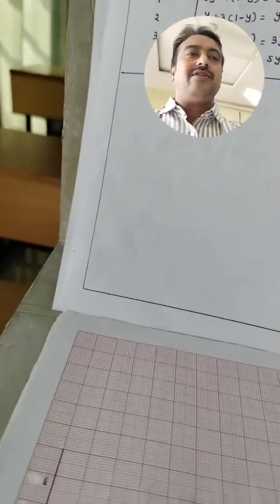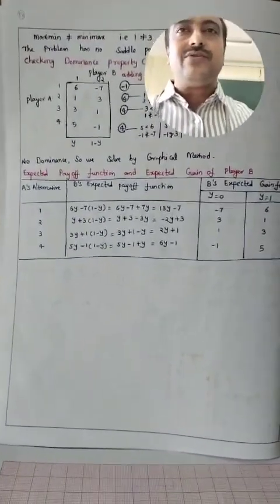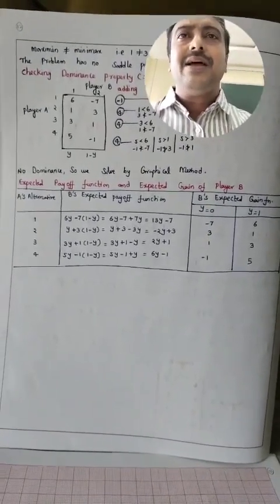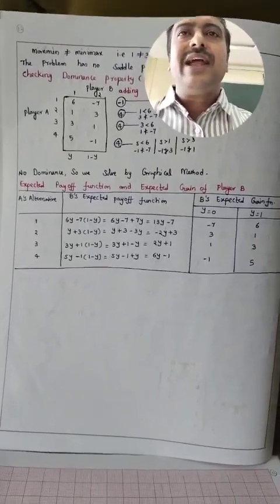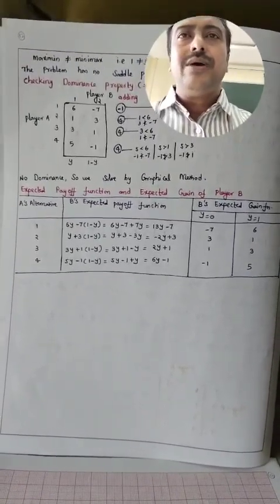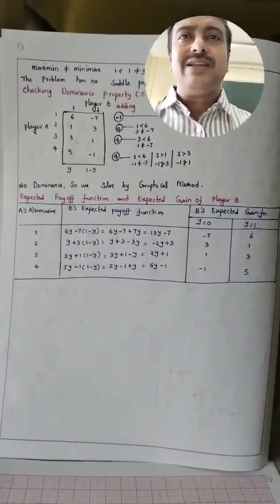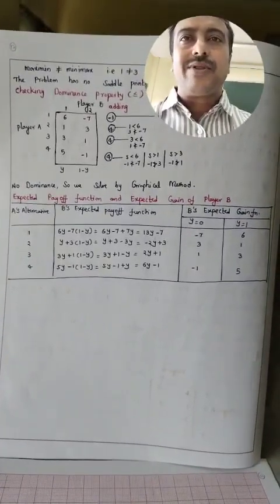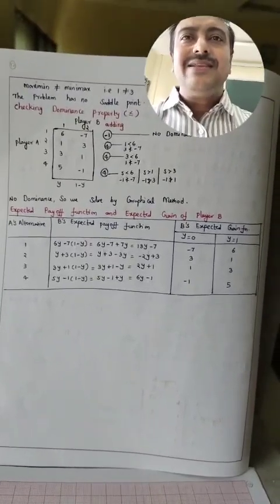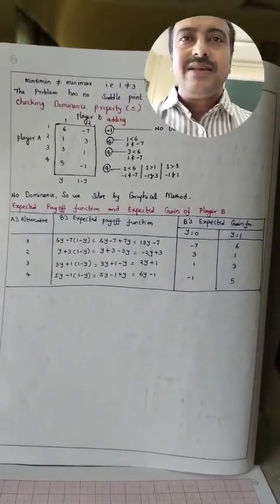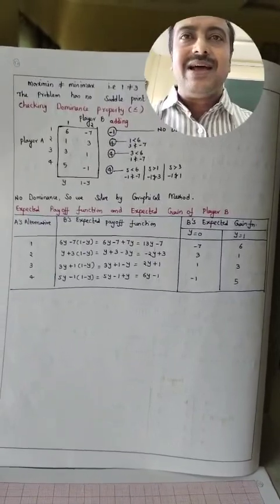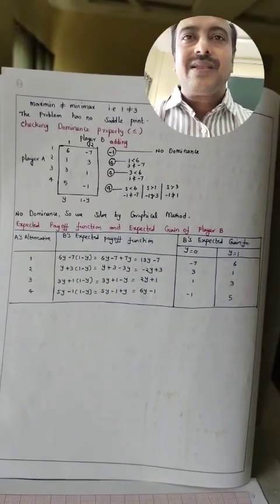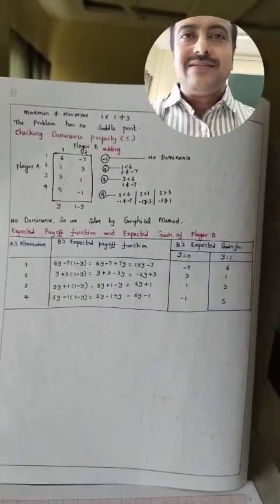For checking the dominance, we have to convert this to a 2 by 2 matrix. So we are applying the dominance property. For that we are adding the elements of every row, that is 6 minus 7 is minus 1, 1 plus 3 is 4, 3 plus 1 is 4 and 5 minus 1 is 4, and among these I will select the highest total, that is 4.